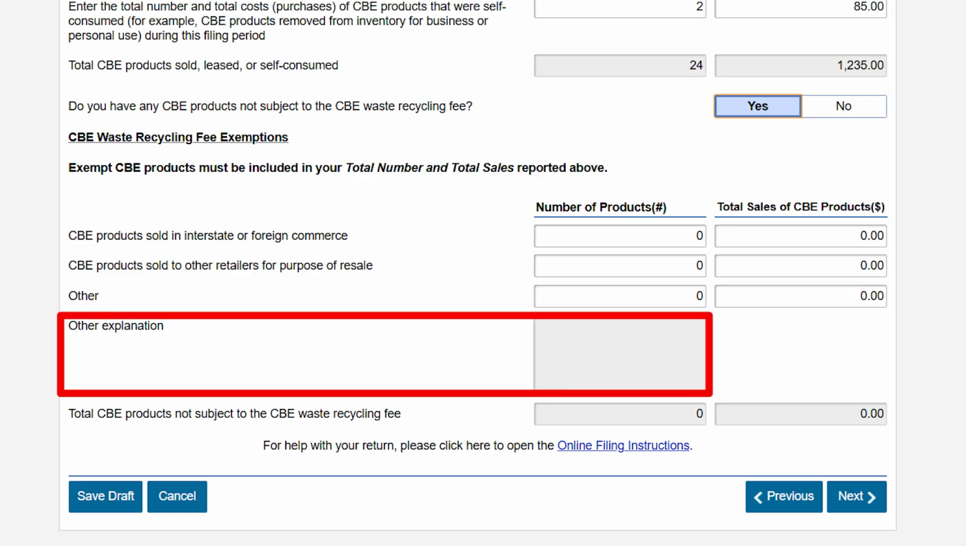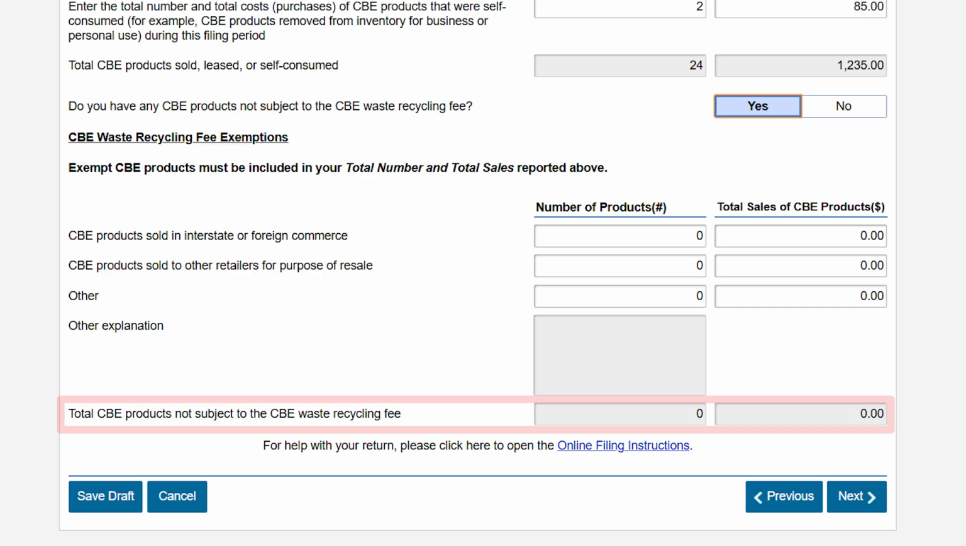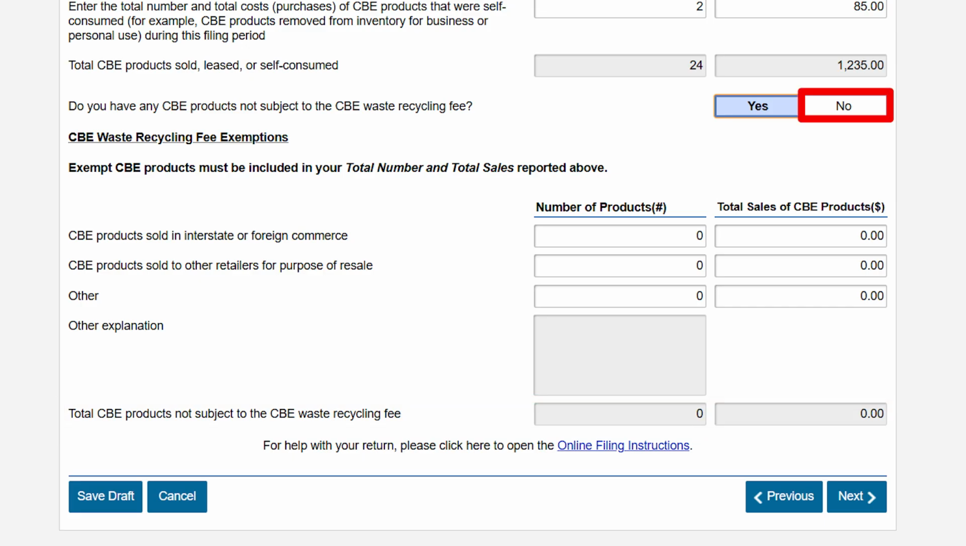If you have any items to report as other, after entering your figures, be sure to enter an explanation why these items are exempt from the fee in the Other Explanation field. Exempt CBE products must be included in your number of products and total sales of CBE products reported above. If you do not have any CBE product sales that are exempt from the fee, select No.